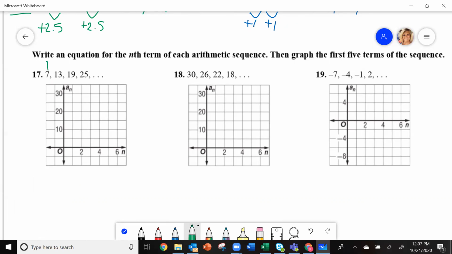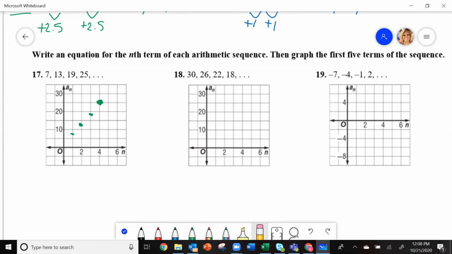The first number is going to be 7. So 1 and up to 7. So that's kind of up in here. The second number in the sequence is 13. So you go over to 2 and you go up to 13 and put a dot. The third number is 19. I go over to 3 and up to about 19. The fourth number is 25. That's what it's asking us to do when it's asking us to graph.